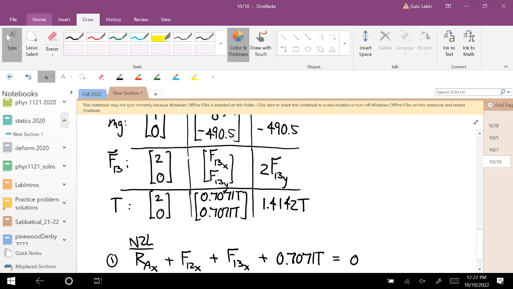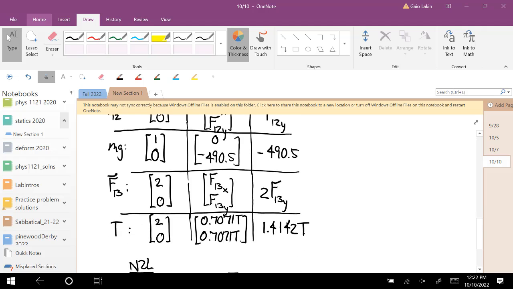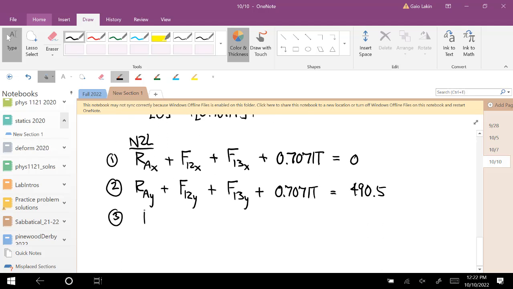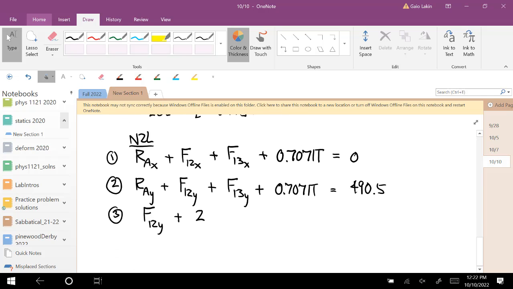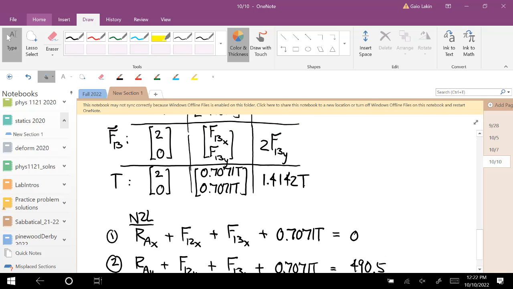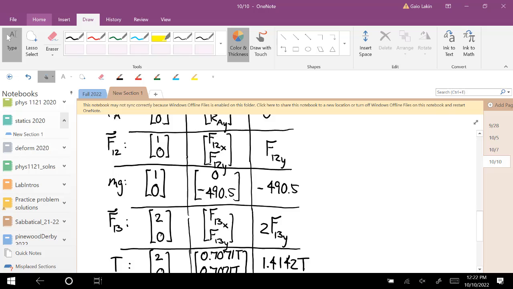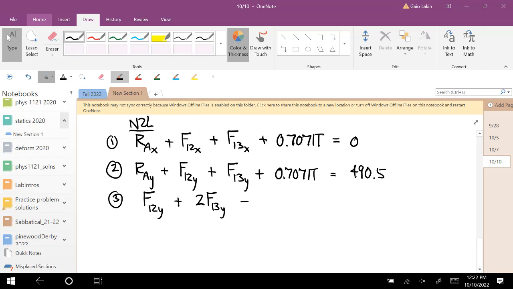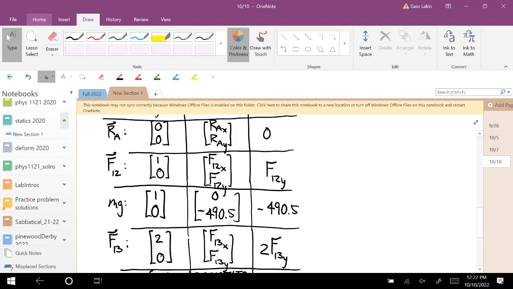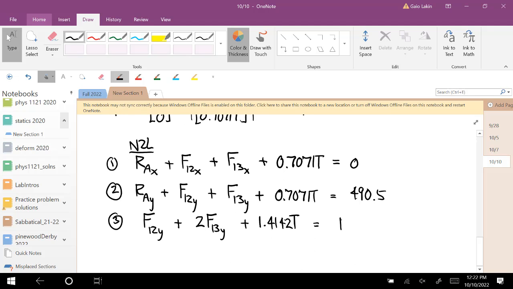And then the moment equation says F12y plus 2 F13y plus 1.4142t is equal to positive 490.5.